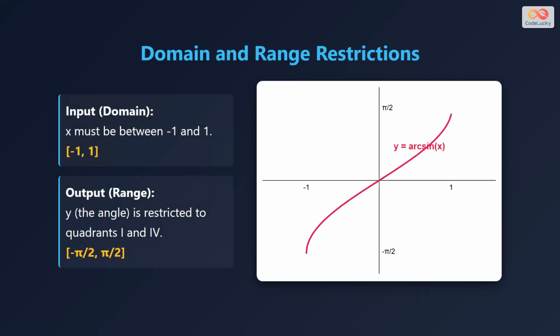It is important to remember the restrictions here. The input x must be between -1 and 1. Consequently, the output angle y is restricted to the first and fourth quadrants, between -π/2 and π/2. This ensures the function is 1-to-1 and has a derivative.